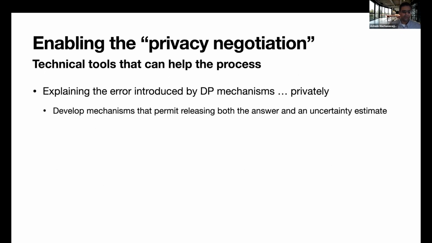One important thing is that explaining error introduced by differentially private mechanisms privately is important, right? You can't just give the error, right? That can leak information as well. There's some recent work that's actually trying to do this, but developing mechanisms that permit both the release of the algorithm and the uncertainty estimate is a challenging problem, because a lot of algorithms don't just take the real answer and add noise, right? They come with a lot of pre-processing, or a lot of post-processing, and those steps really cause the uncertainty estimation to become hard and intractable in some cases.